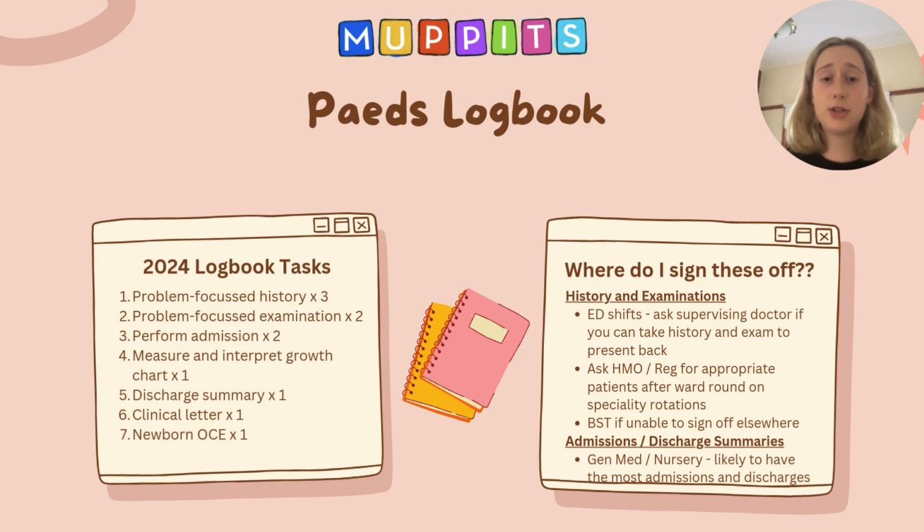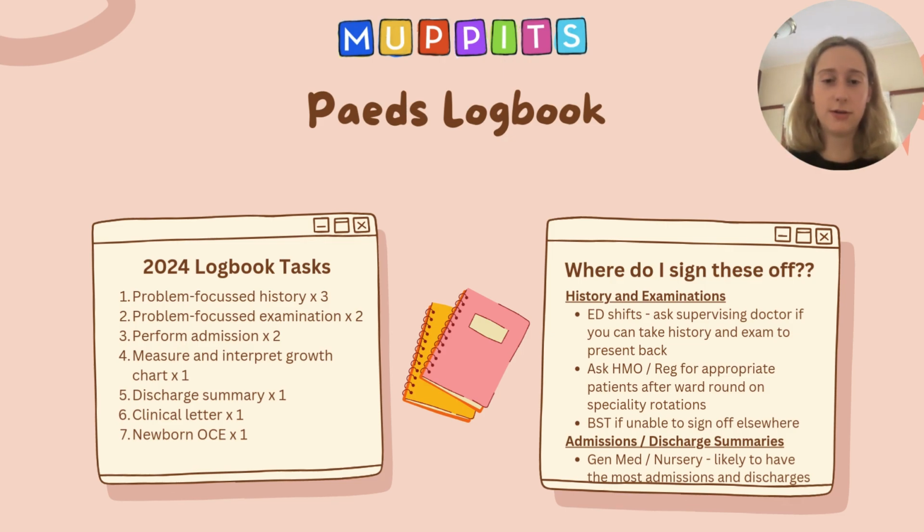Your admissions and discharge summaries, I found that they churn through admissions in Gen Med, and the nursery often has a lot of discharge summaries because some babies are only coming in for a couple of days. So these can be a really great time to get these done. And also your help is usually actually really appreciated. I found anyway in nursery to get some of the discharge summaries done because often the junior doctors have a lot to churn through.